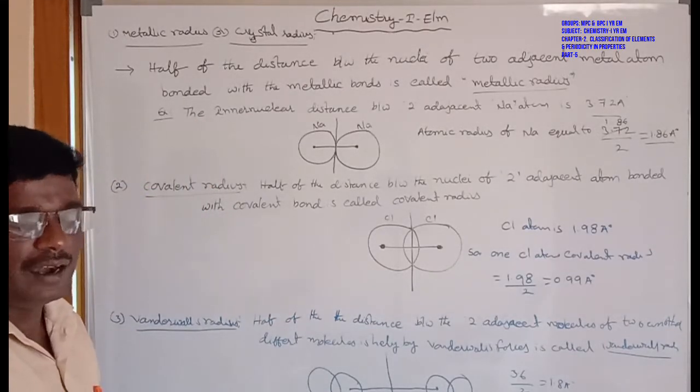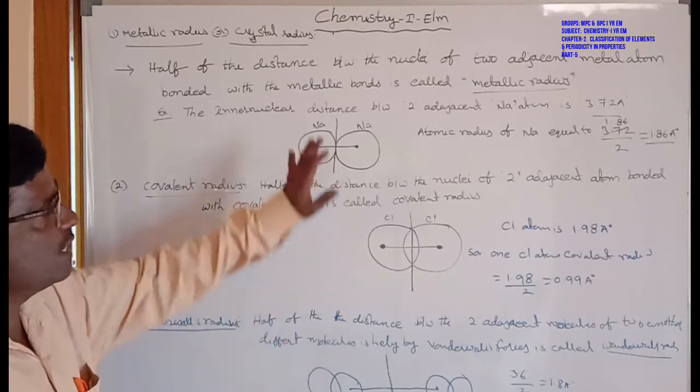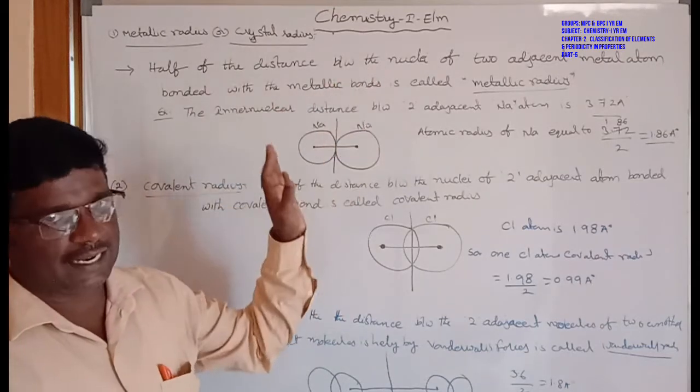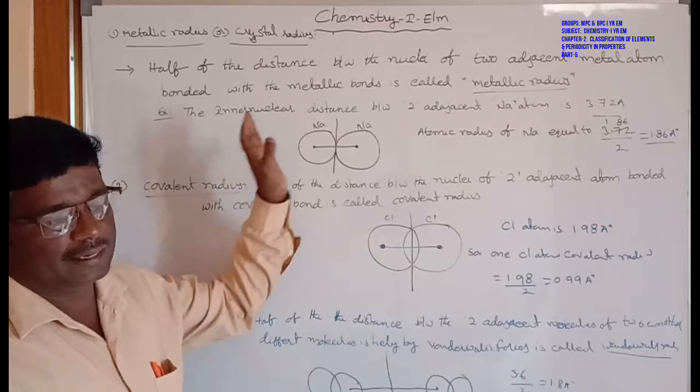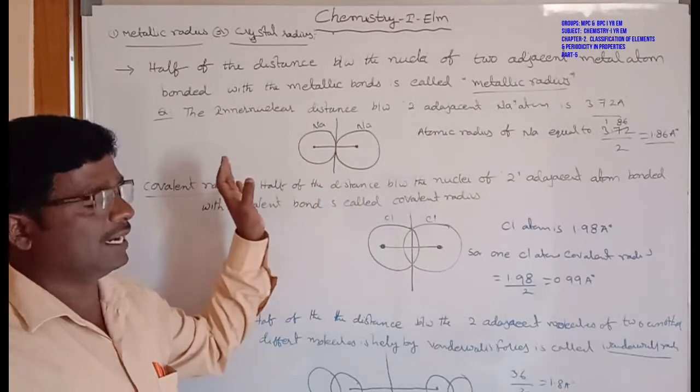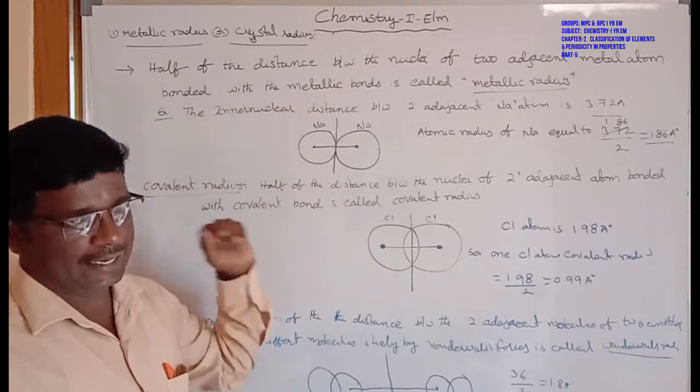Once again, half of the distance between the nuclei of 2 adjacent metal atoms bonded with metal bonds, or crystal bonds, is called the metallic radius.